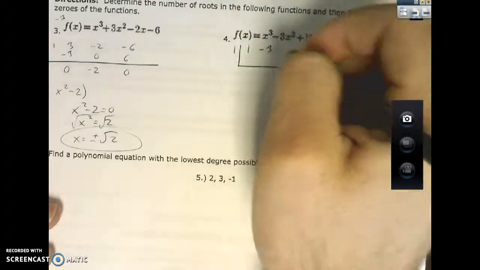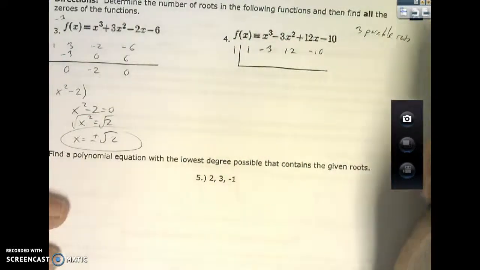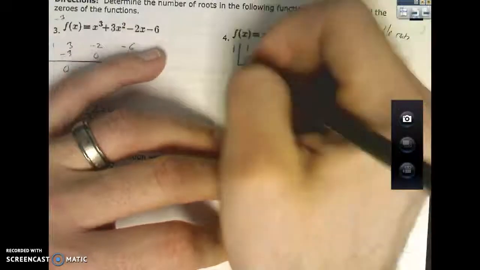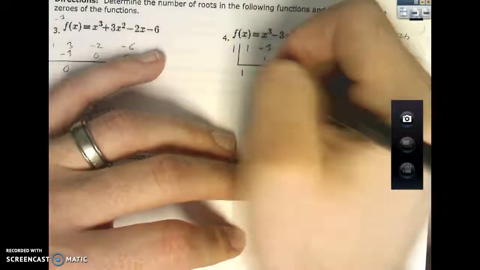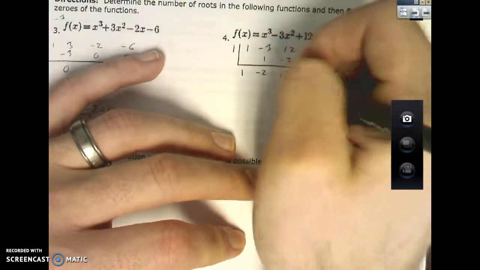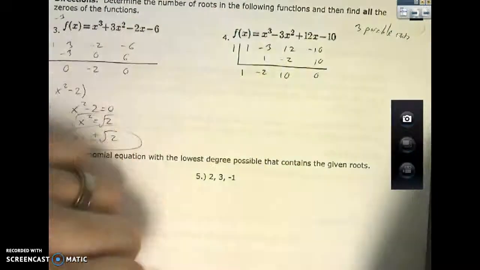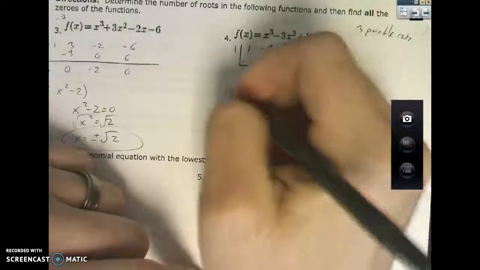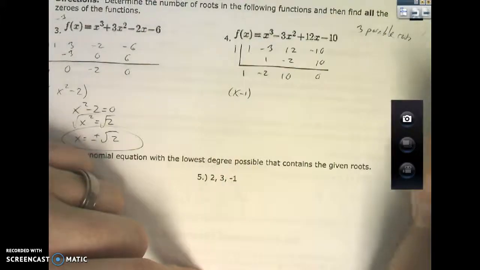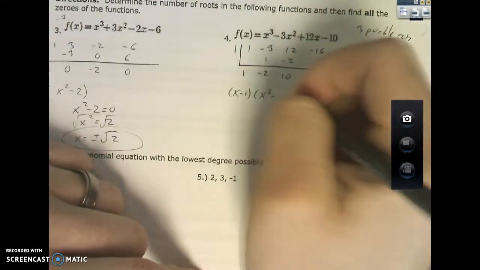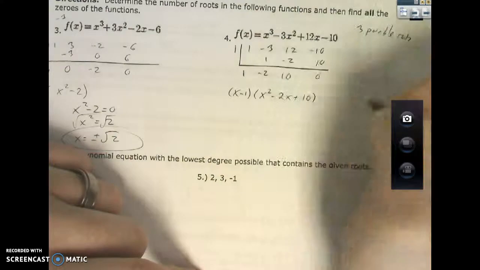1, negative 3, 12, negative 10. We're just doing synthetic division, which we're going to get very good at. Let's see here, negative 2, 10, 10, 0. Okay, so taking a look, I have x minus 1. Remember, it's the opposite there. x squared minus 2x plus 10.